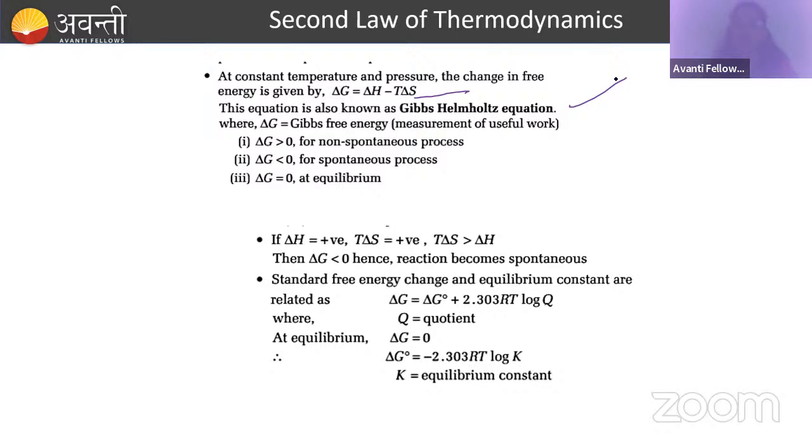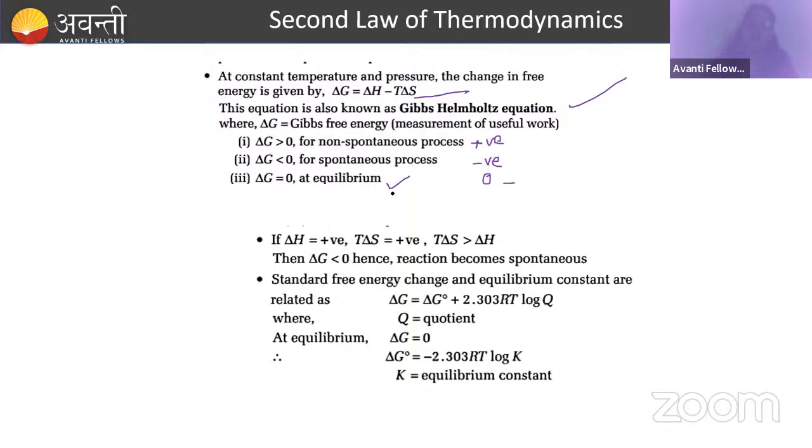Gibbs free energy. It is the measurement of useful work during a process. How much useful work has been done? Okay, that is what the Gibbs free energy is. So you know that if it is greater than 0, that is if it is positive, the process is non-spontaneous. If it is less than 0, that is its value is negative, it is a spontaneous process. And if it is 0, then at that time equilibrium exists in the given reaction.